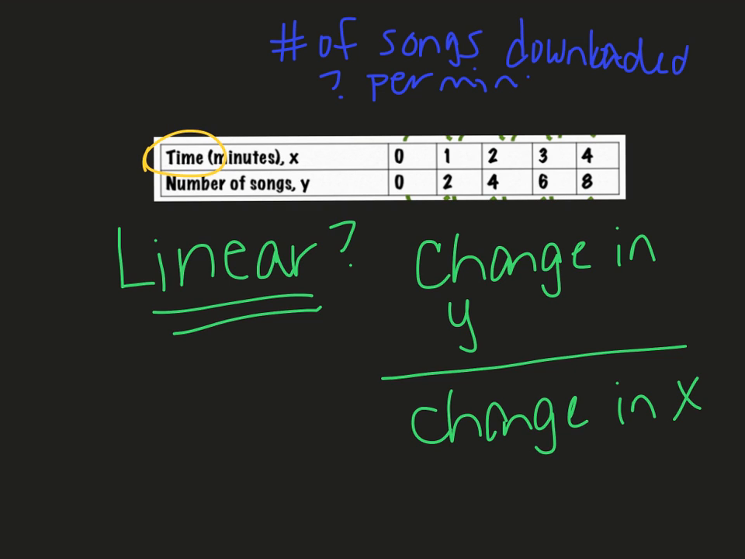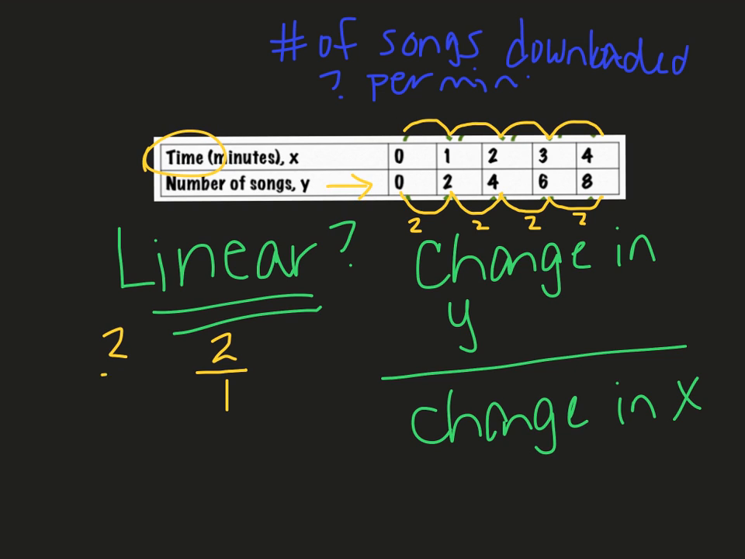Let's see how the number of songs increases. So look at it. I'm not going up and down, right? I'm looking at how this is increasing or decreasing. So the change in Y is that it's going up, and it's going up 2, 2, 2, and 2. So my top number is going to be 2. That's perfect. My bottom number is going up by 1 each time, correct?